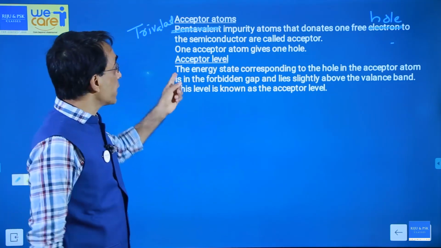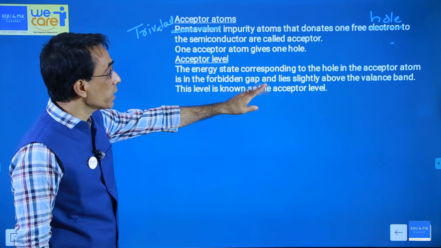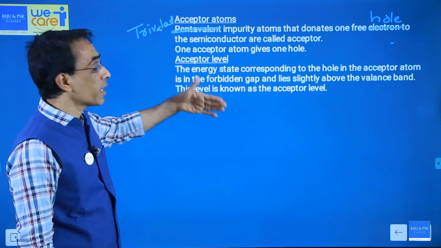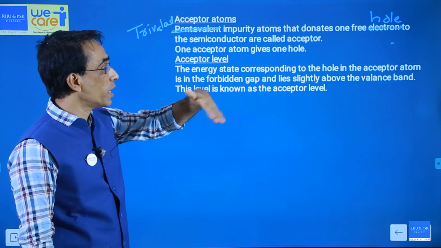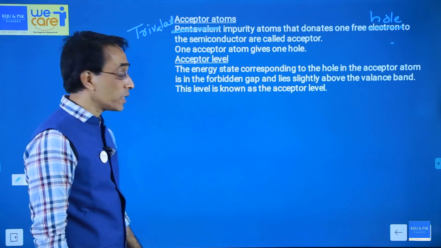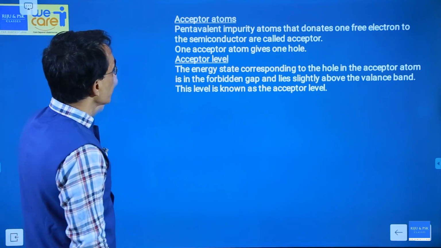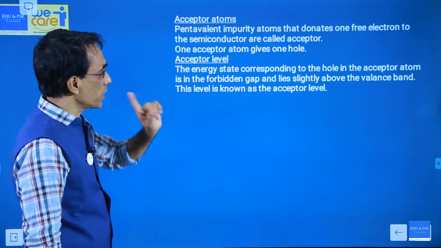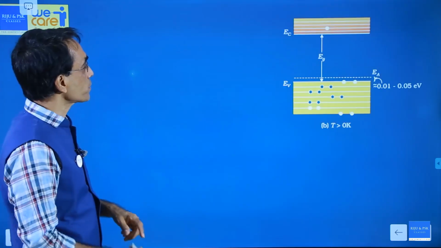Acceptor level. The energy level corresponding to the hole in the acceptor atom is in the forbidden energy gap. It is slightly above the valence band. This level is known as the acceptor level. Definitions are very similar. I was copy pasting, that's why these errors. Be careful about that one.